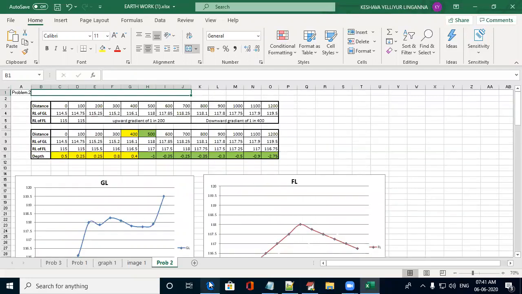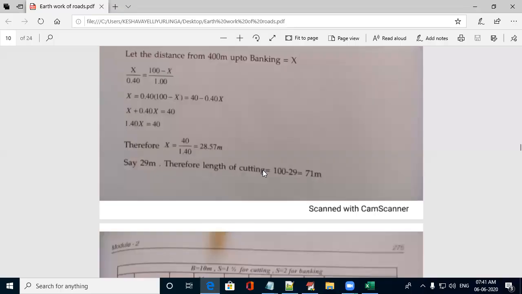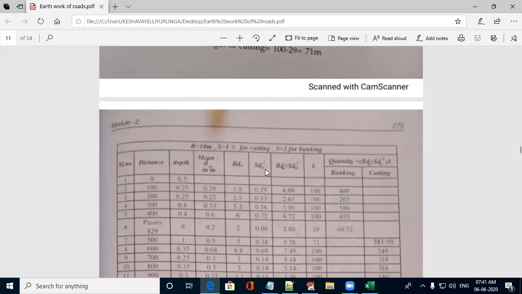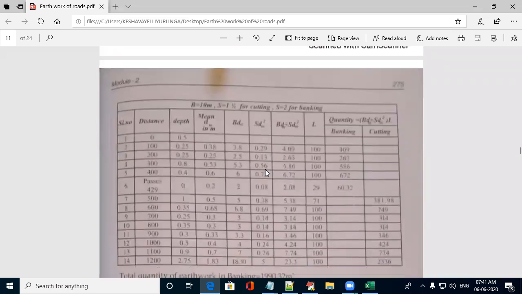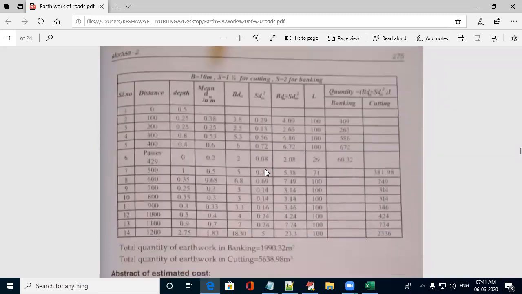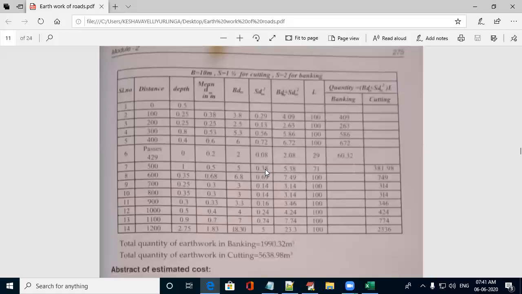Okay. Now I'll come back here. The zero point we came to know. Now, this is the detailed estimation table. The table has not changed. In this problem also, they have not mentioned the method, so I have considered the first method, that is mean depth.